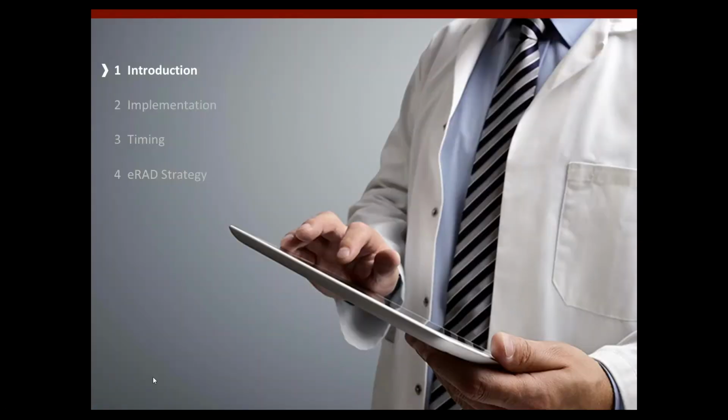Okay, so today's webinar is going to be in essentially 4 parts: an introduction, implementation, timing, and then talk about what eRAD is doing to prepare its risk system and other software for the new Medicare ID cards. And then after the 4 components, we'll open it up for a Q&A session that Brooke will moderate.